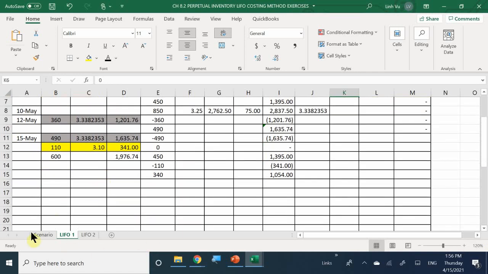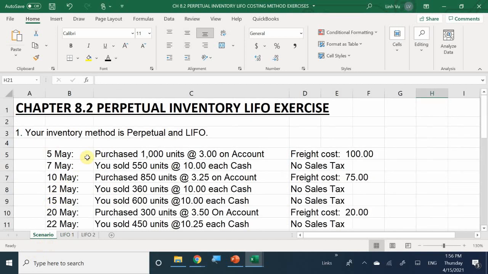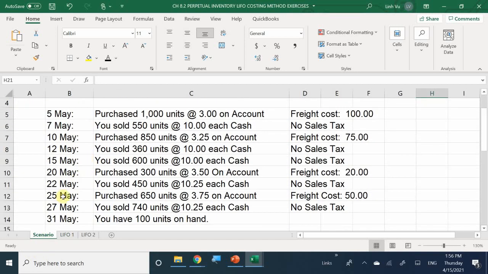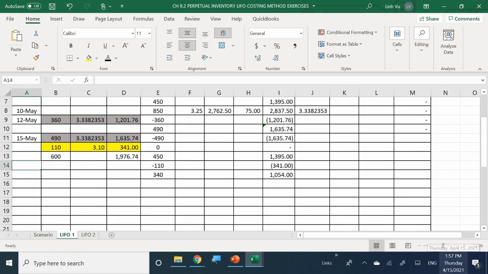All right. Then let's see what has happened next. On May 20th, what happened? You bought 300 items at $3.50 each with a freight of 20. So 300, 3.50, and 20. So, no, we've got to skip all the way down here. It is now May 20th. We purchased 300 items at $3.50 with a freight of $20.